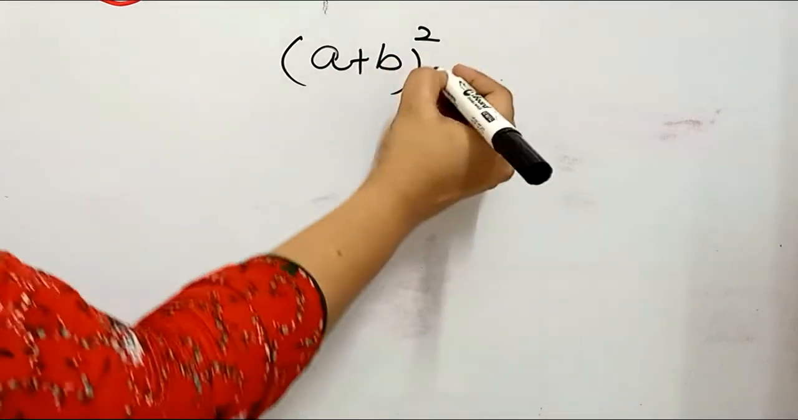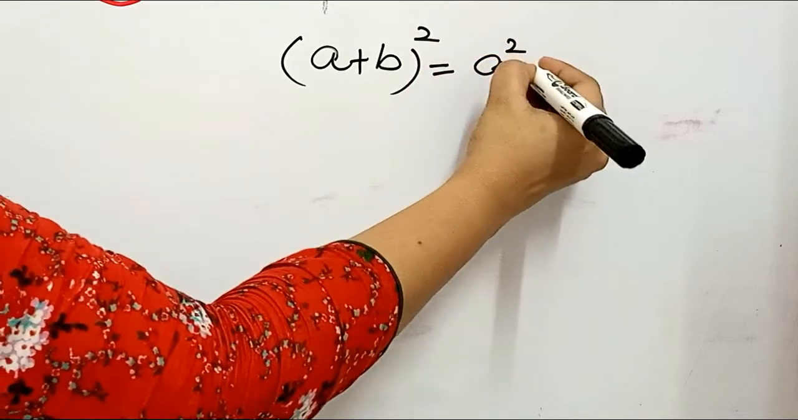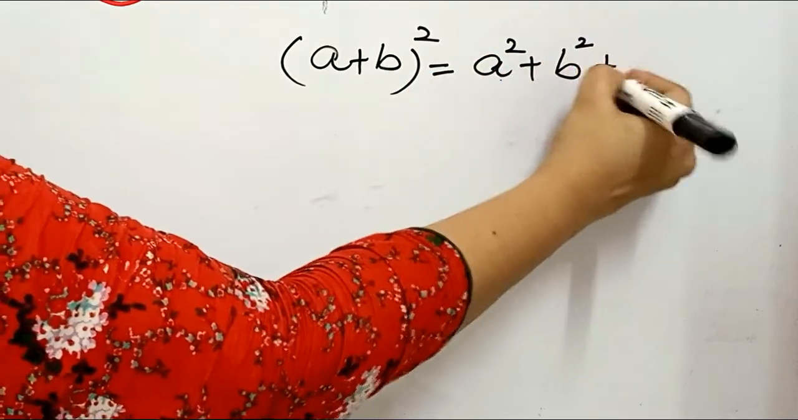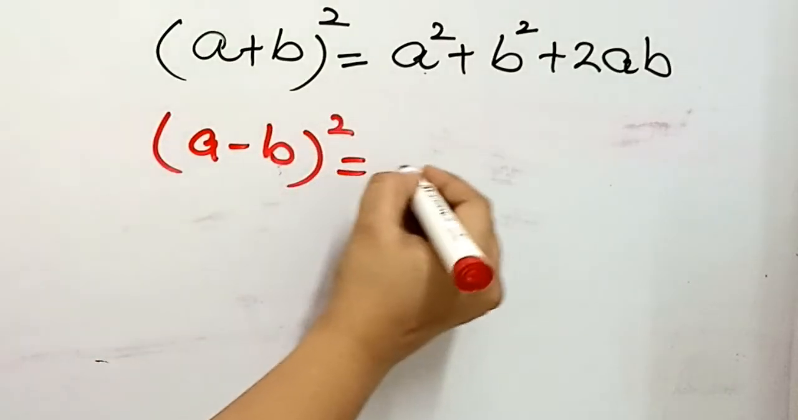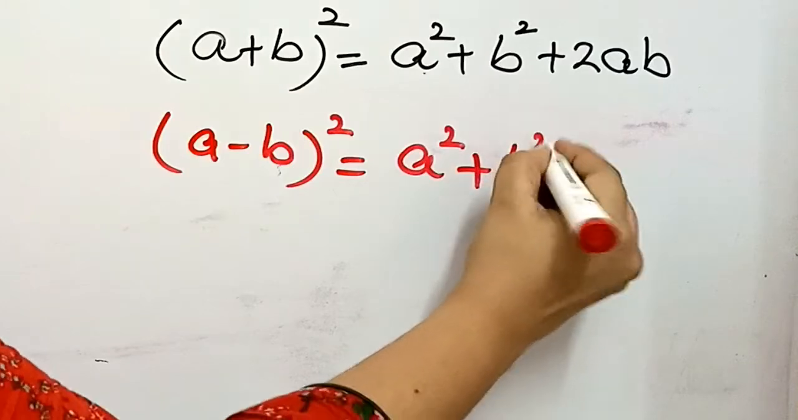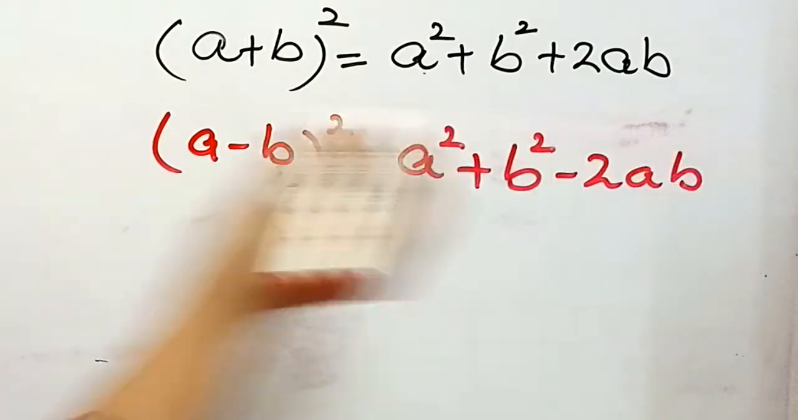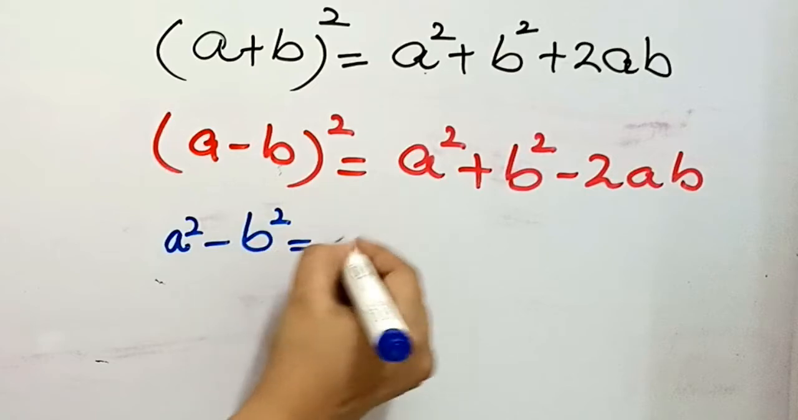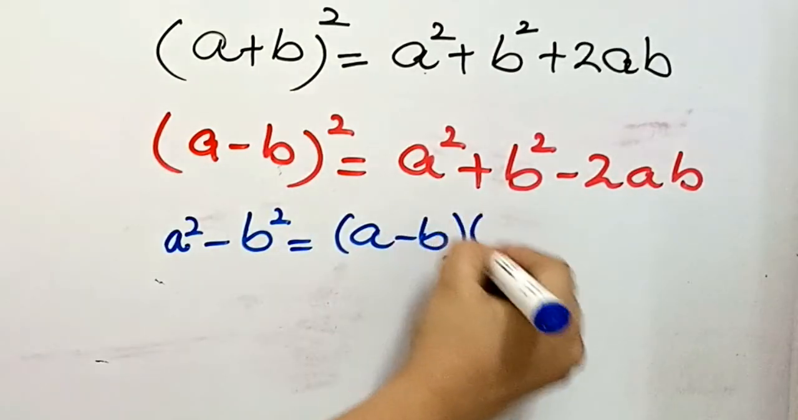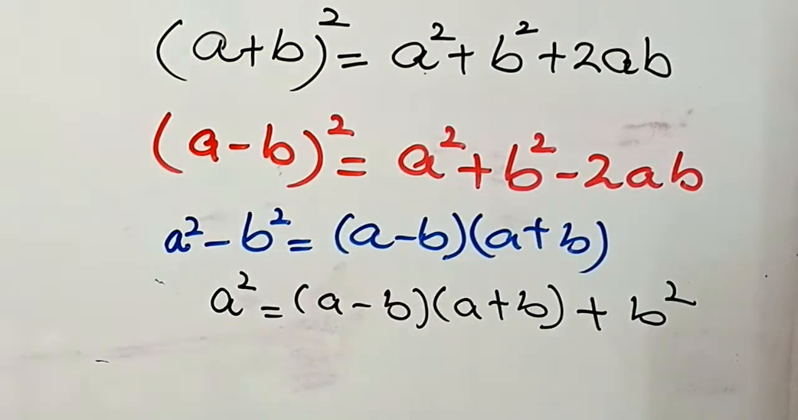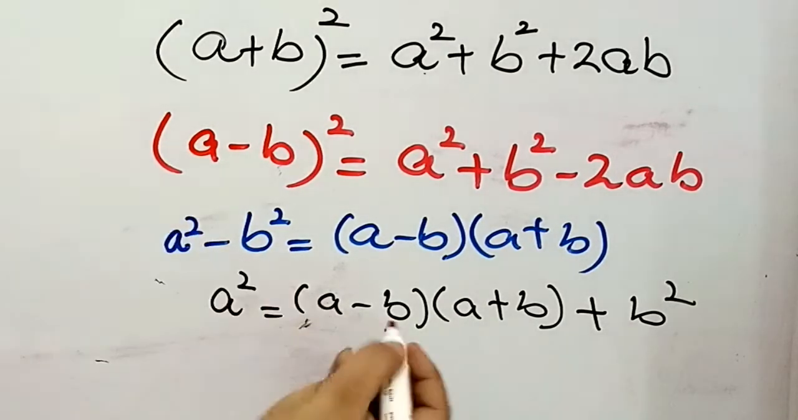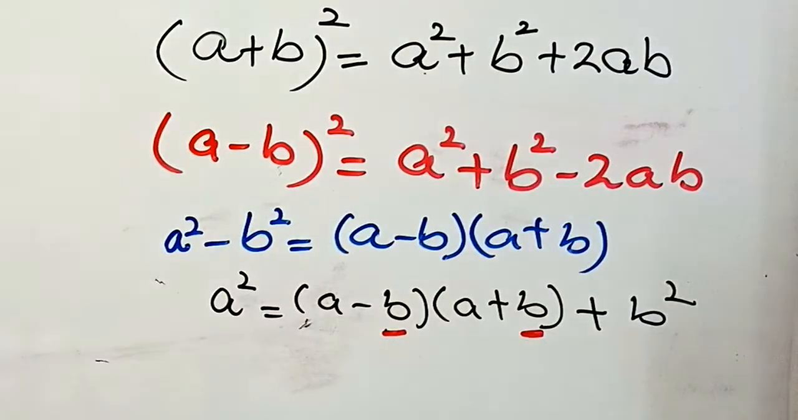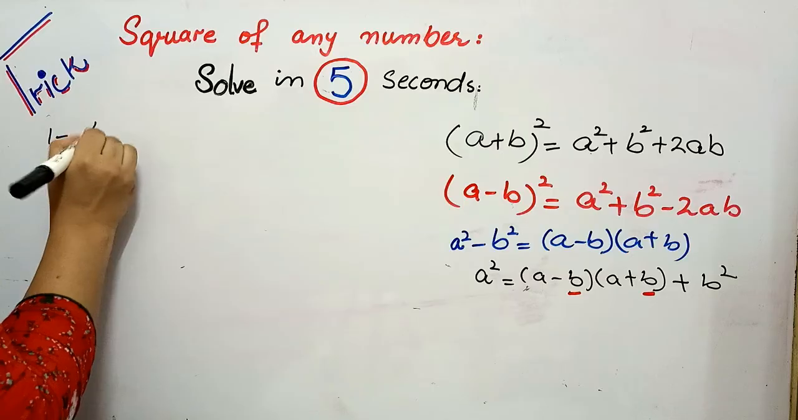These formulas from our 6th standard: (a plus b) whole square is equal to a square plus b square plus 2ab, (a minus b) whole square is equal to a square plus b square minus 2ab, and a square minus b square is equal to (a minus b) into (a plus b). The technique we are using is that we subtract b from the original number a, and afterwards we add the square of b.